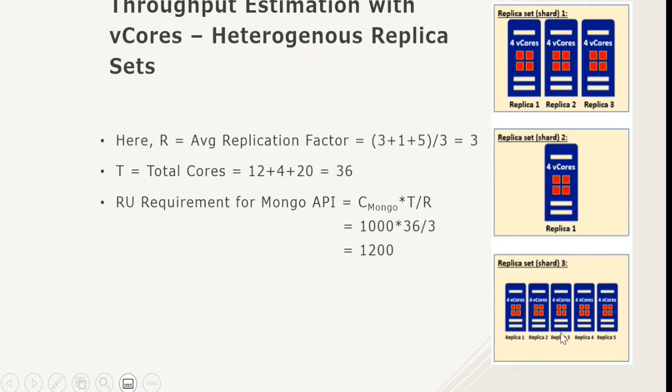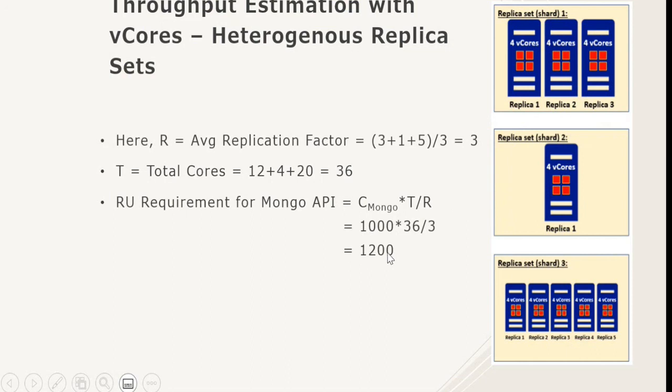If there was one more with, let's say, 3 more replicas, that would have been 3 plus 1 plus 5 plus 3 divided by 4. Again, it would have been 3 only. But this is how we calculate the average number of replicas per node per replica set and use that value in the formula. So again, C Mongo into total number of vCores divided by the replication factor.